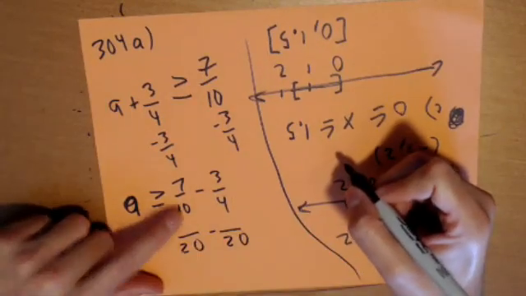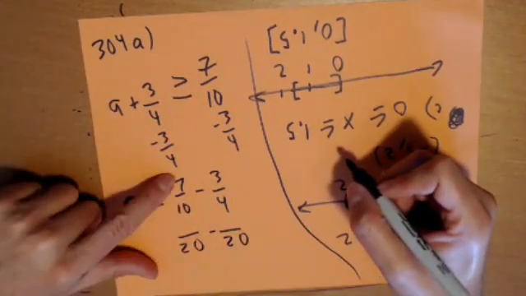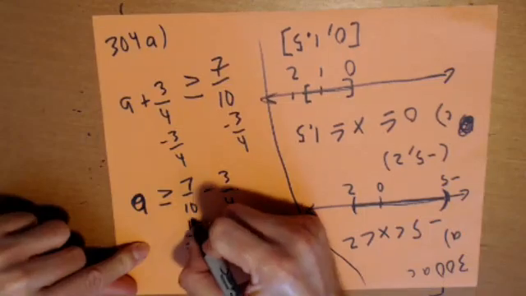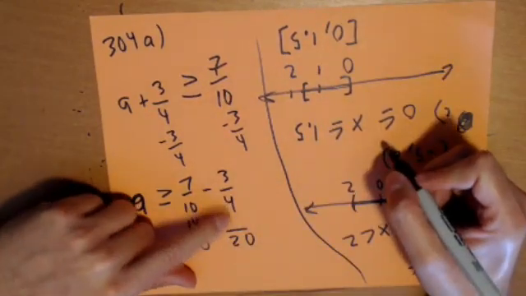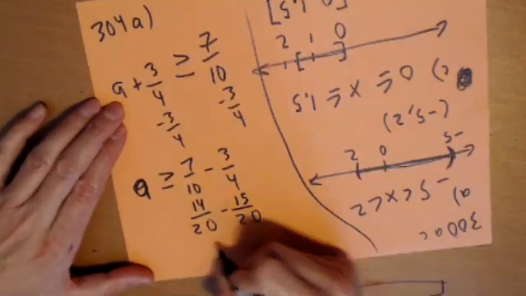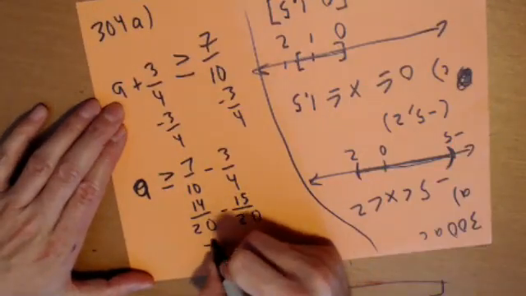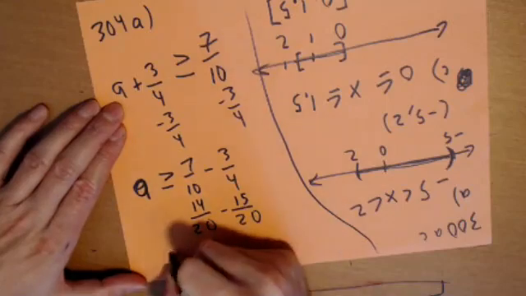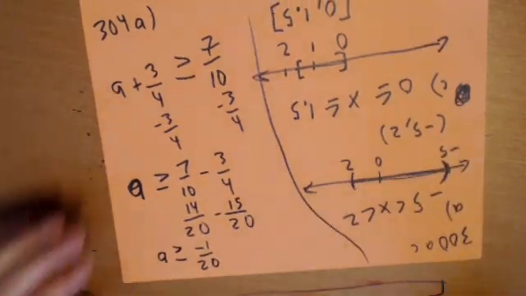How did 10 become 20? I multiplied by 2, so multiply that by 2. 2 times 7, 14. How did 4 become 20? Multiplied by 5, so multiply that by 5. So that's going to give us 14 minus 15 is -1 over 20. So A is greater than or equal to -1/20.